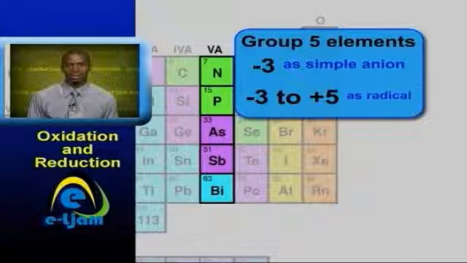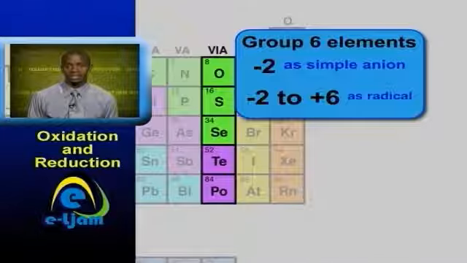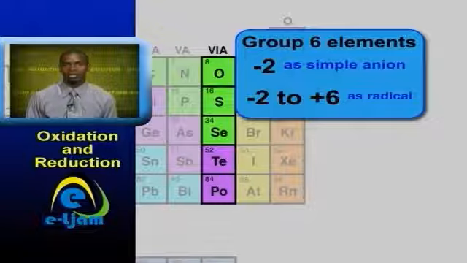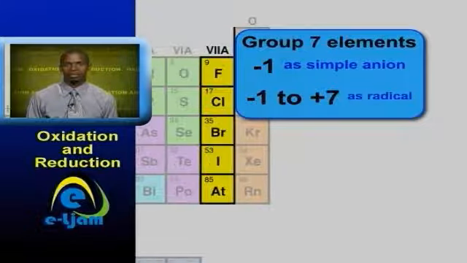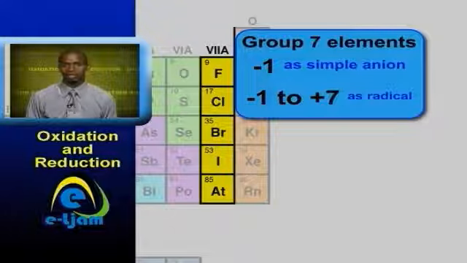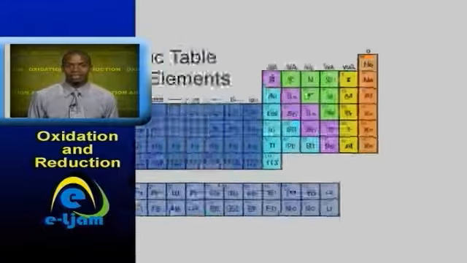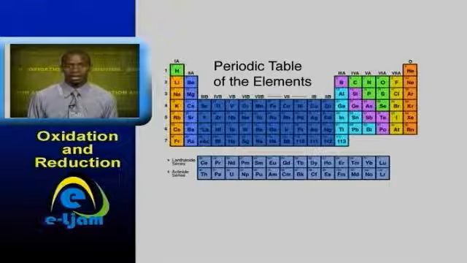Group 6 elements, -2 as simple anion, but varies when part of a radical, usually between -2 to +6. Group 7 elements, -1 as simple anion, but varies when part of a radical, usually between -1 to +7. A radical in this case refers to a polyatomic ion.